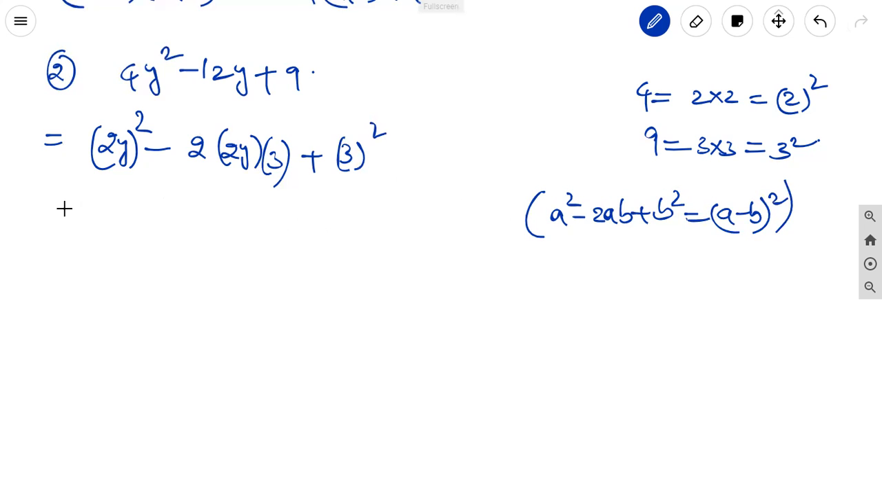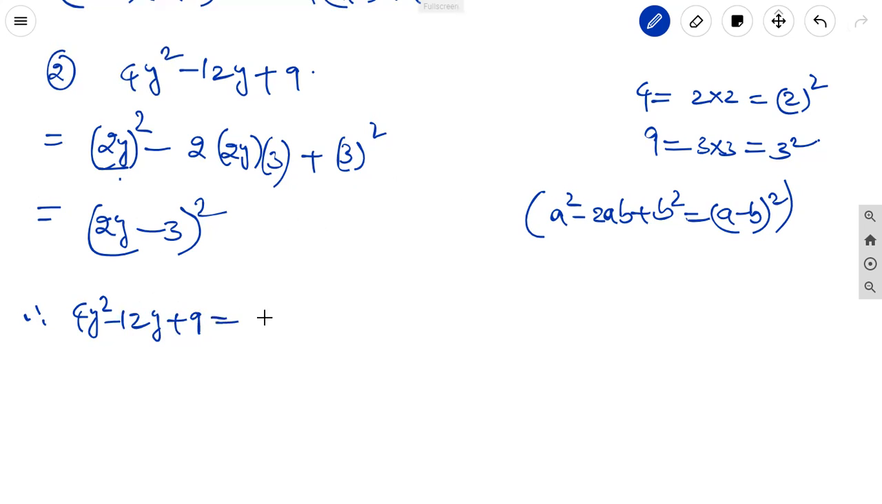That is the identity. In this, what is a? 2y is a. What is b? 3 is b. Here, is 2ab negative or positive? Just check it. If it is negative in between a and b, we take negative: (2y − 3) whole square. So, the given function 4y square minus 12y plus 9 can be expressed in factor form as (2y − 3) whole square. Okay.